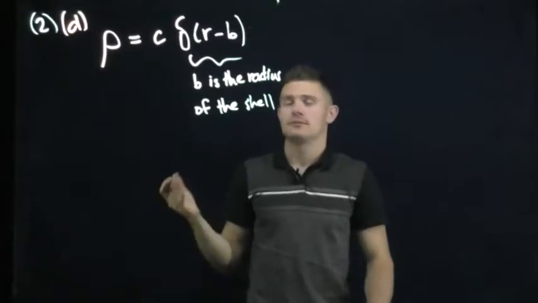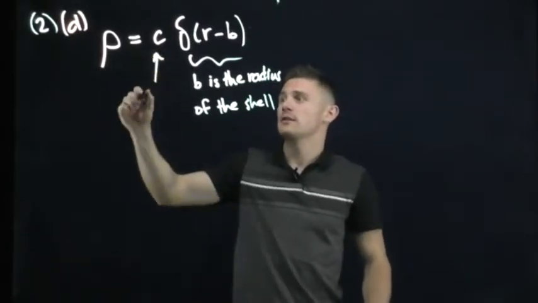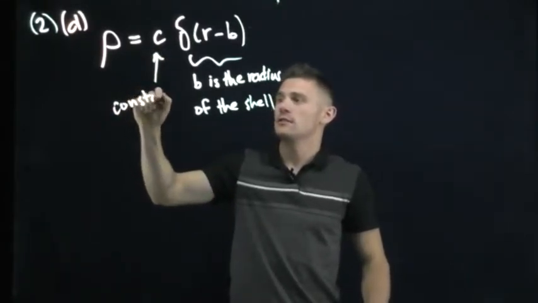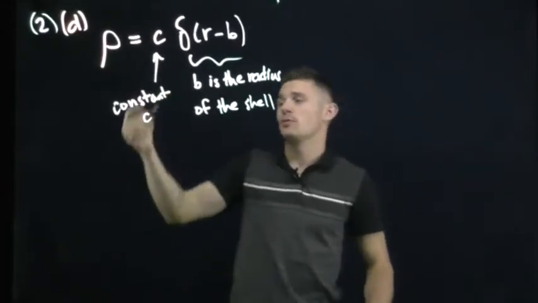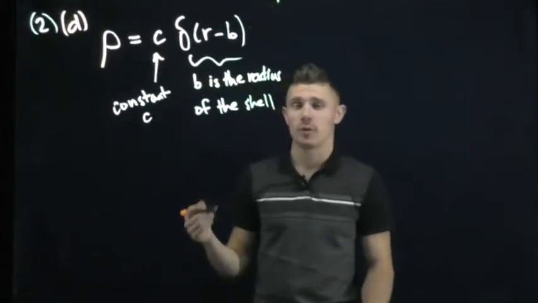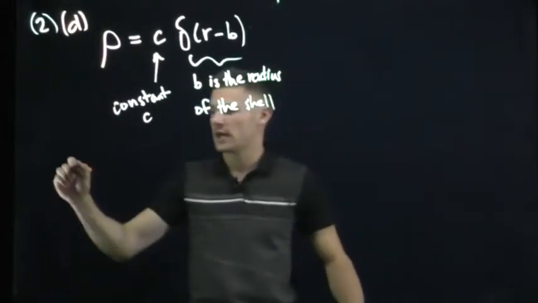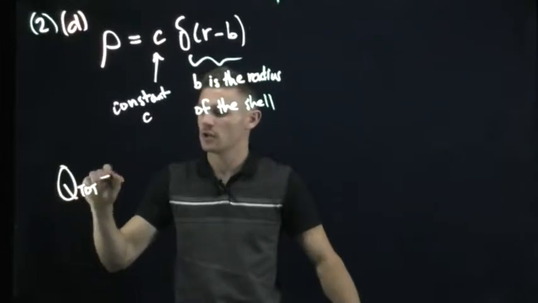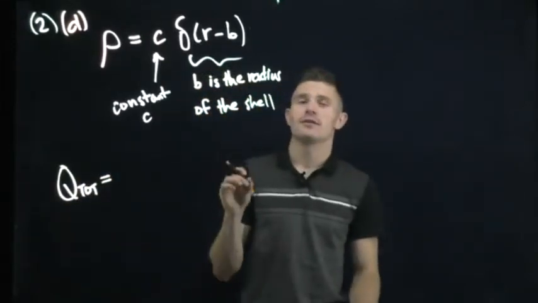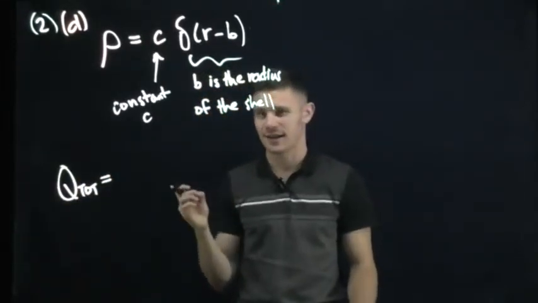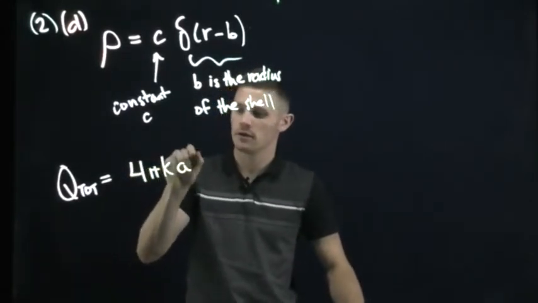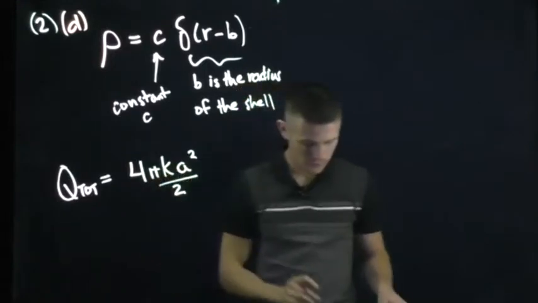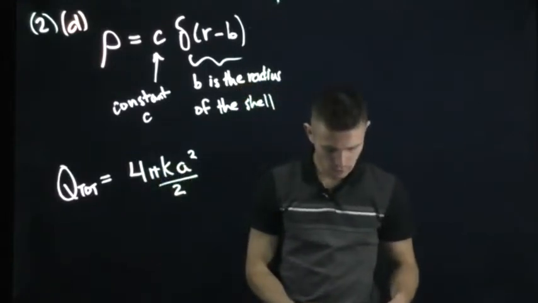Boom, done. Not really. We need to know what this constant, c, is. That's what this problem is trying to get you to find. So we can do this by recalling that from part B of this problem, we had that the total charge, the total enclosed charge of the sphere of charge that's inside our infinitely thin shell was equal to 4 pi k a squared over 2. Just make sure I have that right. 4 pi k a squared over 2, yes.